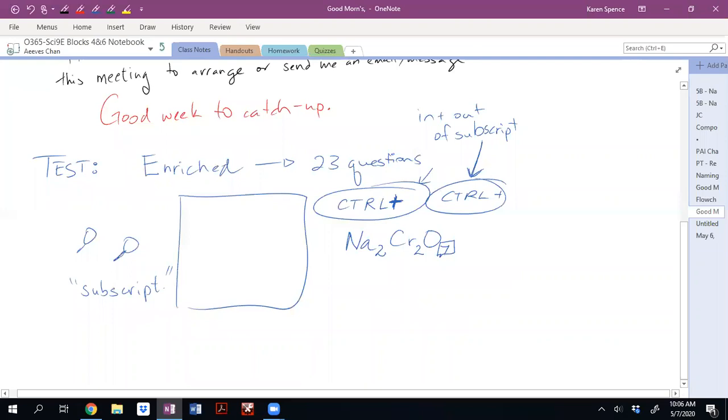If you want to write this test by handwriting it, totally fine. You can either print it out for yourself or just write your answers on a sheet of paper. So you would write number 1 and then say my answer was Na2Cr2O7. I could write that down.